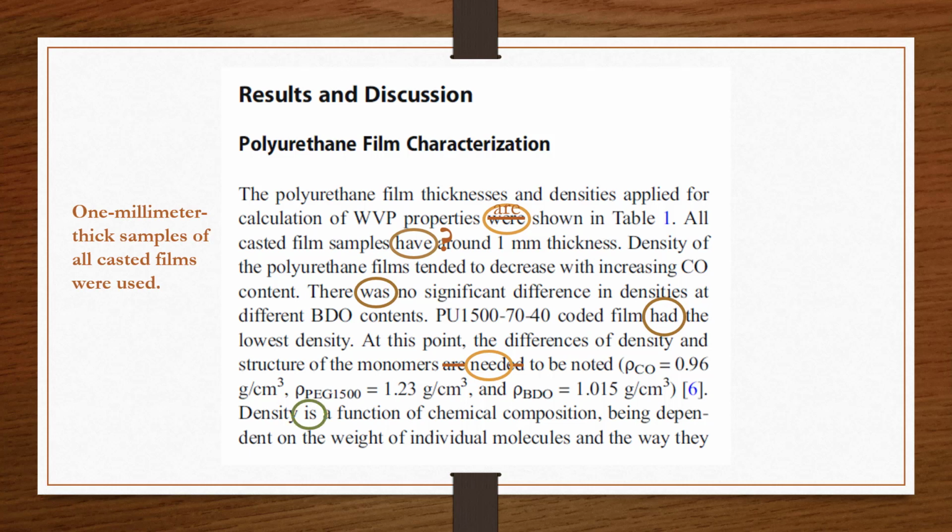Now here's another present tense. Density is a function of chemical composition. The reason for this being in present tense is because this is a basic physical law or principle. Things that are always true should be in present tense. So H2O boils at 100 degrees Celsius at standard atmospheric pressure. That's always true. We're not going to put that in past tense. So this should be in present tense because it's a basic physical law or a physical principle.